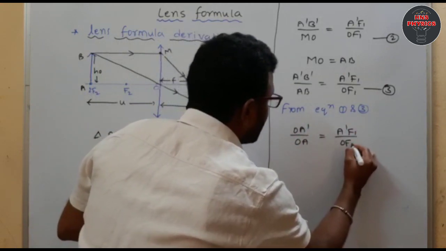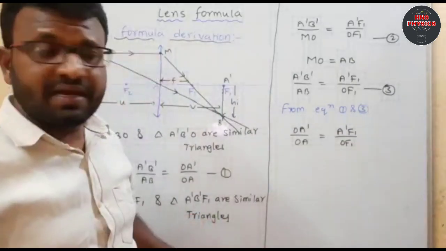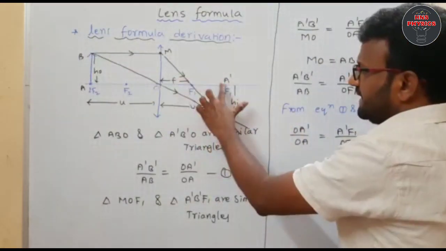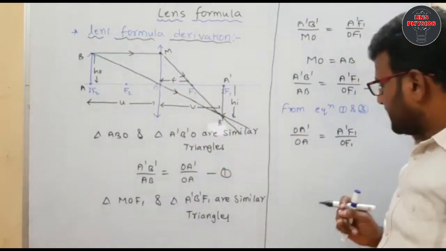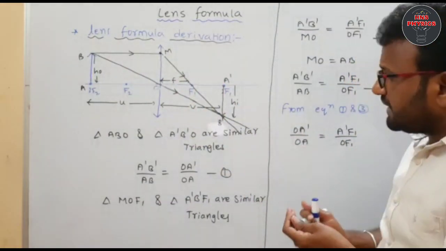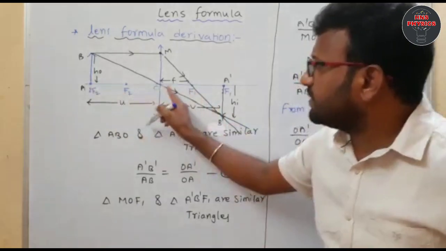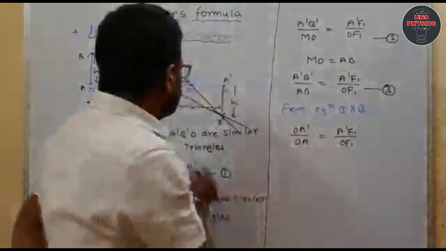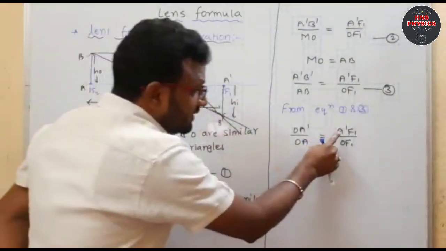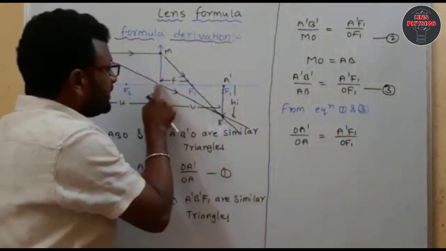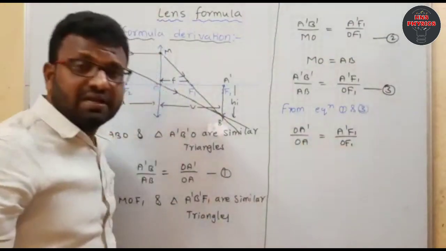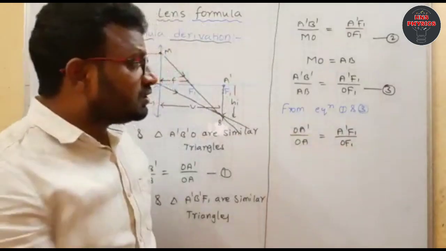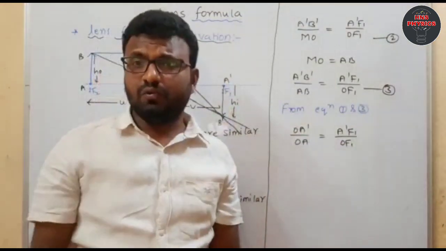But if you observe from the diagram, we know OA dash, that is nothing but the image distance, and we know OA, that is nothing but the object distance. And we don't know this A dash F1, but we know OF1. OF1 is nothing but the focal length of the lens. So only this value is unknown, and we can write it in terms of known values.